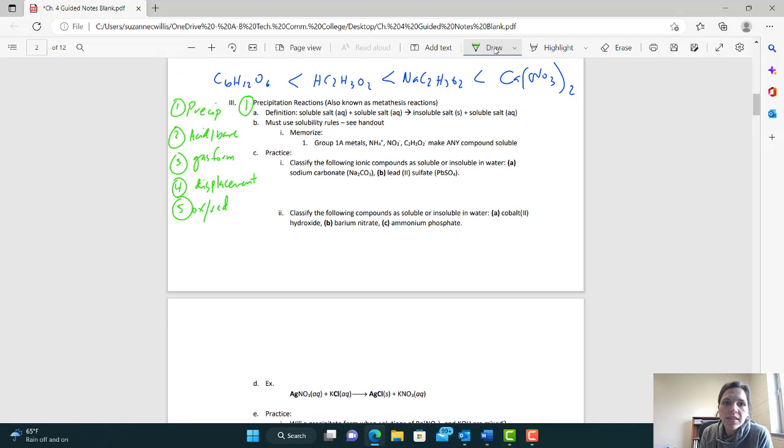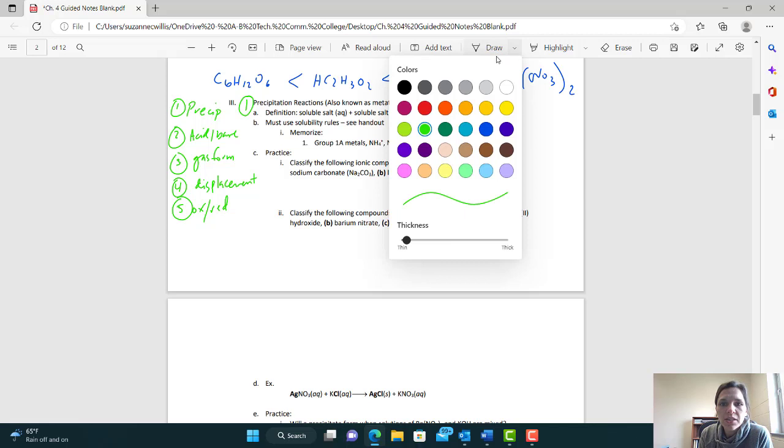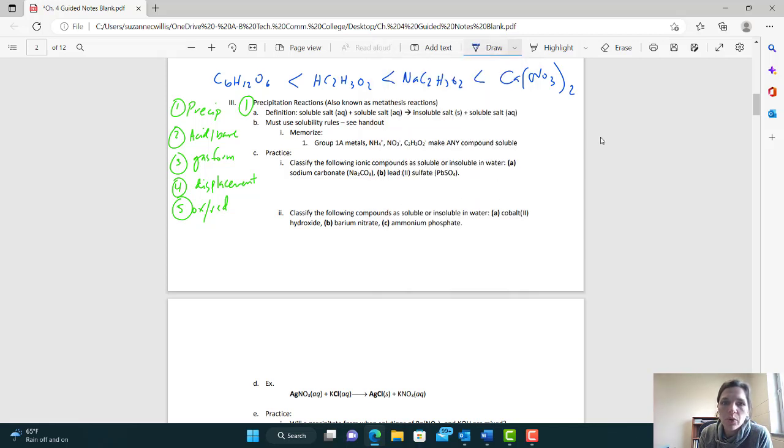So first, let's focus on precipitation reactions, okay? For precipitation reactions, we've actually already seen these a couple of chapters ago when we talked about double replacement reactions. It's going to look really similar to those. It's just a subset, okay? What's happening here with precipitation, and they're also called metathesis reactions, so you're going to have a lab assignment on this type of reaction. The definition here is you start with 2 ionic compounds, which can be called soluble salts.